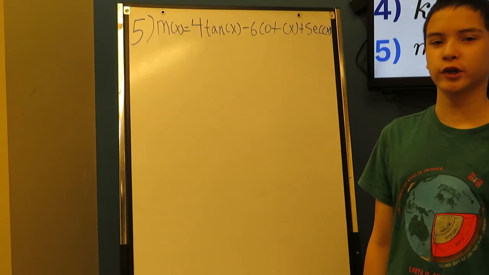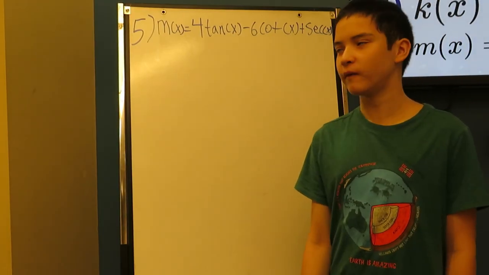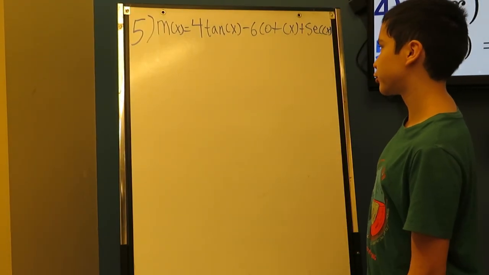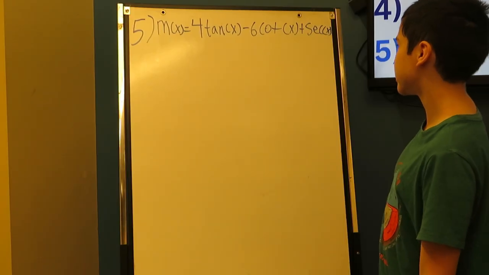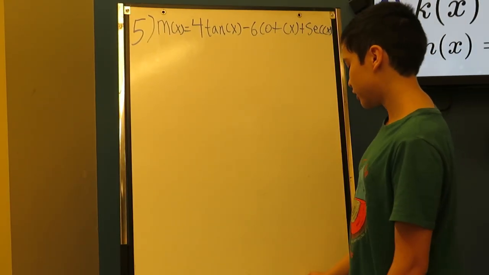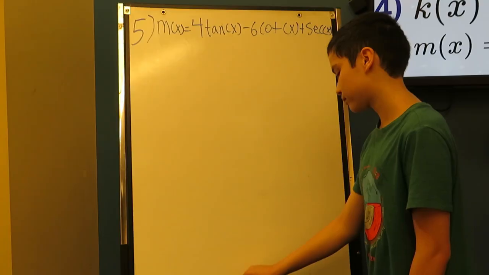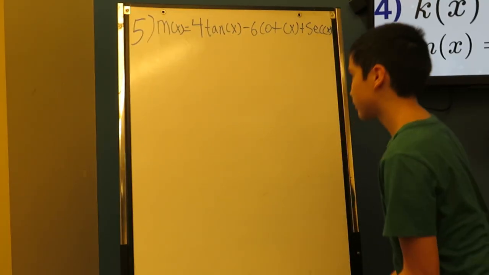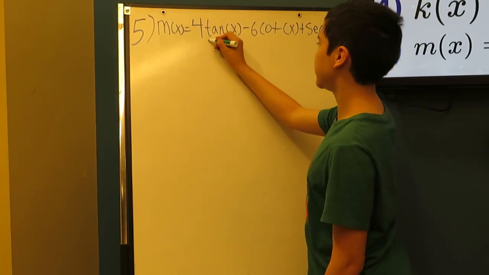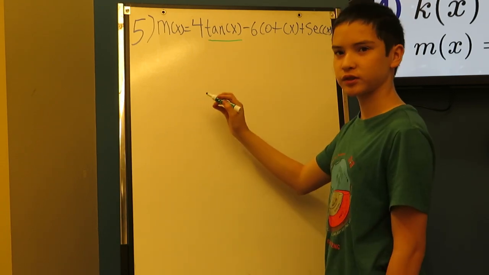Okay, now let's look at the fifth and final question of this practice set. We're given m of x equals 4 tangent of x minus 6 cotangent of x plus secant of x. Now let's break this down. First, we need to find the derivative of tangent of x.